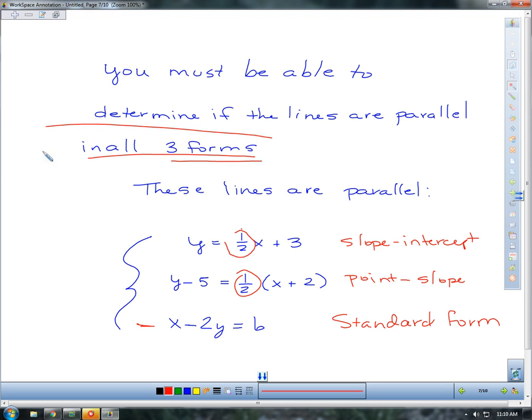And I just want to reinforce this again. You're going to have to know all three forms. On your test, you can be asked anything in any form. So make sure you understand how to move back and forth between the forms. And if you need help, you need to let us know quickly.